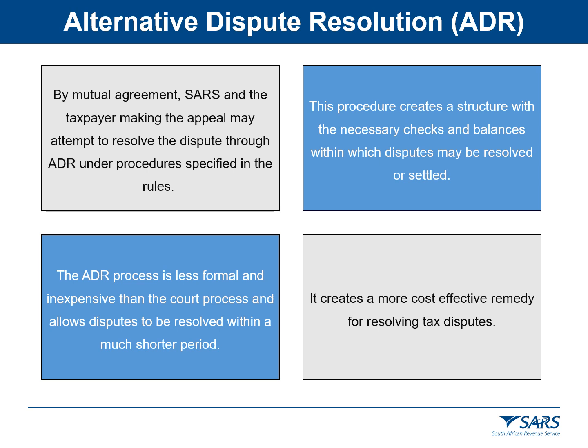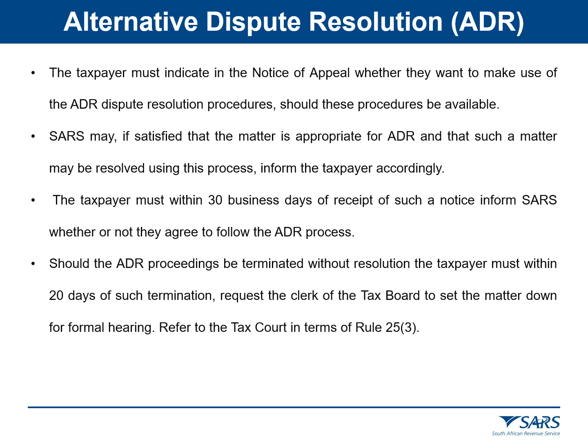This procedure creates a structure with necessary checks and balances within which disputes may be resolved or settled. It also creates a more cost-effective remedy for resolving tax disputes. The taxpayer must indicate in the notice of appeal whether they want to make use of the ADR dispute resolution procedures, should these procedures be available. SARS may, if satisfied that the matter is appropriate for the ADR process, and that such a matter may be resolved by using this process, inform the taxpayer accordingly.